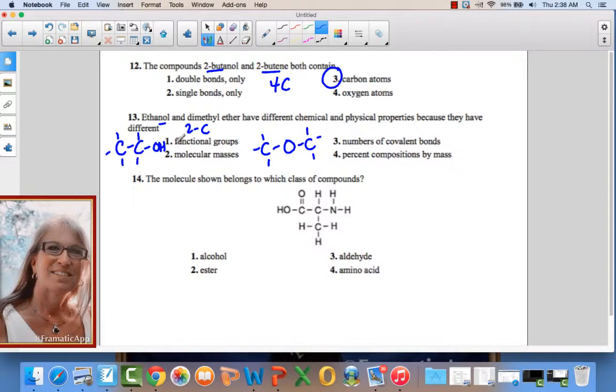So they don't have the same functional group. So that is how they are different. So that's choice 1. They have the same molecular mass because they both have 2 C's, 6 H's, and 1 O. So they have the same molecular mass, they have the same number of covalent bonds, and they're going to have the same percent composition by mass because they have the same numbers of atoms of each kind of element.